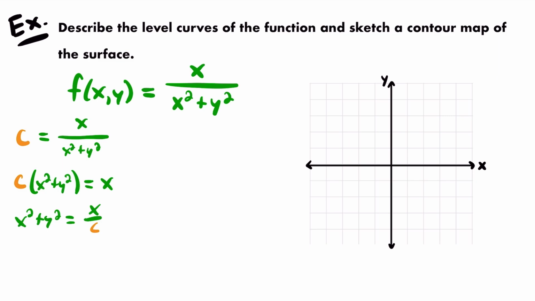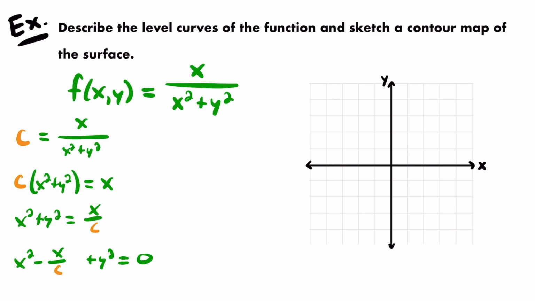All right, so here's our next step. We're going to subtract x divided by c from both sides of the equation. So we'll have x squared minus x divided by c plus y squared equals 0. And now we want to complete the square for our x terms. We have an x squared term, we have an x to the first power term. We just need a constant that's going to allow us to rewrite that as some quantity squared.